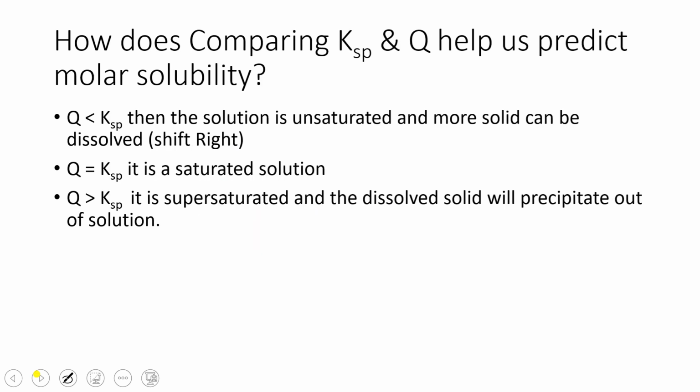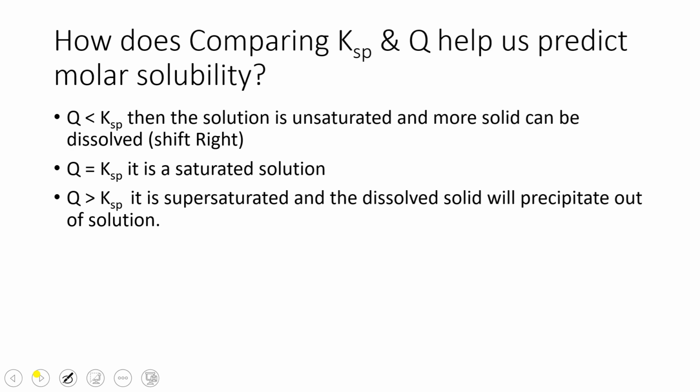Now, how can we compare the solubility product constant and Q? How do we compare those? Remember, K, generally speaking, is at equilibrium. Q is at any other point in the reaction. So if Q is less than KSP, the solution is going to be unsaturated, meaning more solid can go into the solution and it'll shift right. More of that solid will be dissolved.